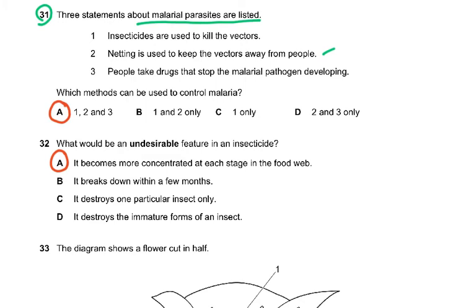People take drugs that stop the malarial pathogen developing. So which methods can be used to control malaria? So what we have to understand is all these three methods could have been used. So it is 1, 2, and 3, and that was the answer because all three methods can be used.